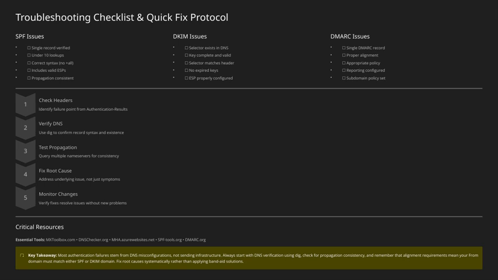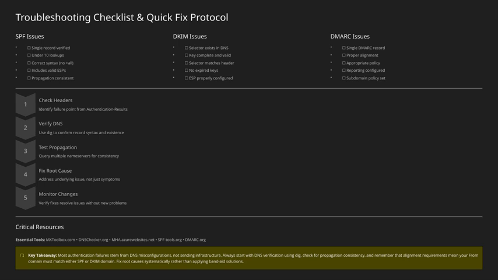Moving on to DMARC, or Domain-based Message Authentication, Reporting and Conformance. Confirm there's only one DMARC record, and that it's properly aligned with your SPF or DKIM domains. Set the appropriate policy, whether quarantine or reject, and ensure reporting is configured to monitor your email flow. Don't forget to set a subdomain policy if needed.